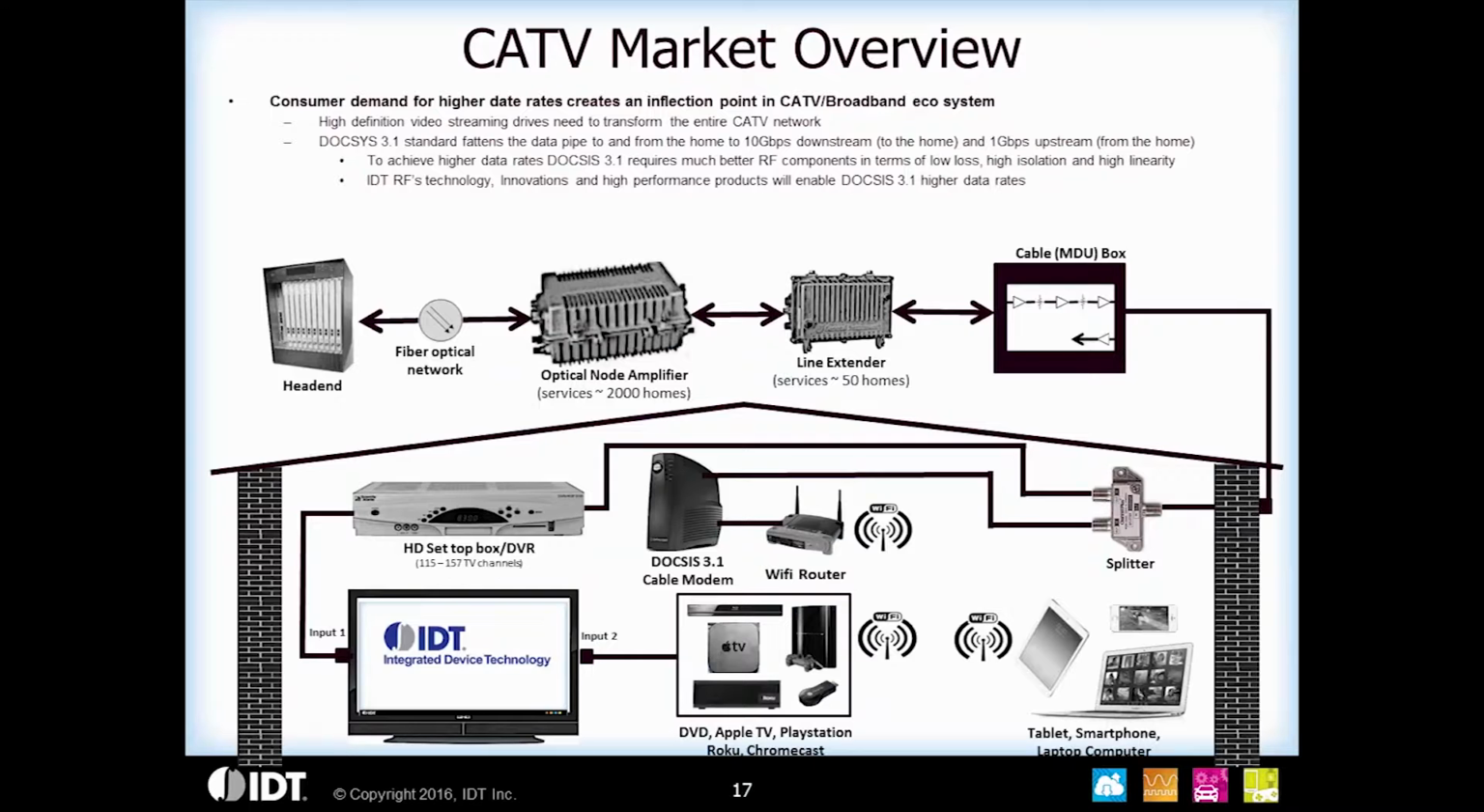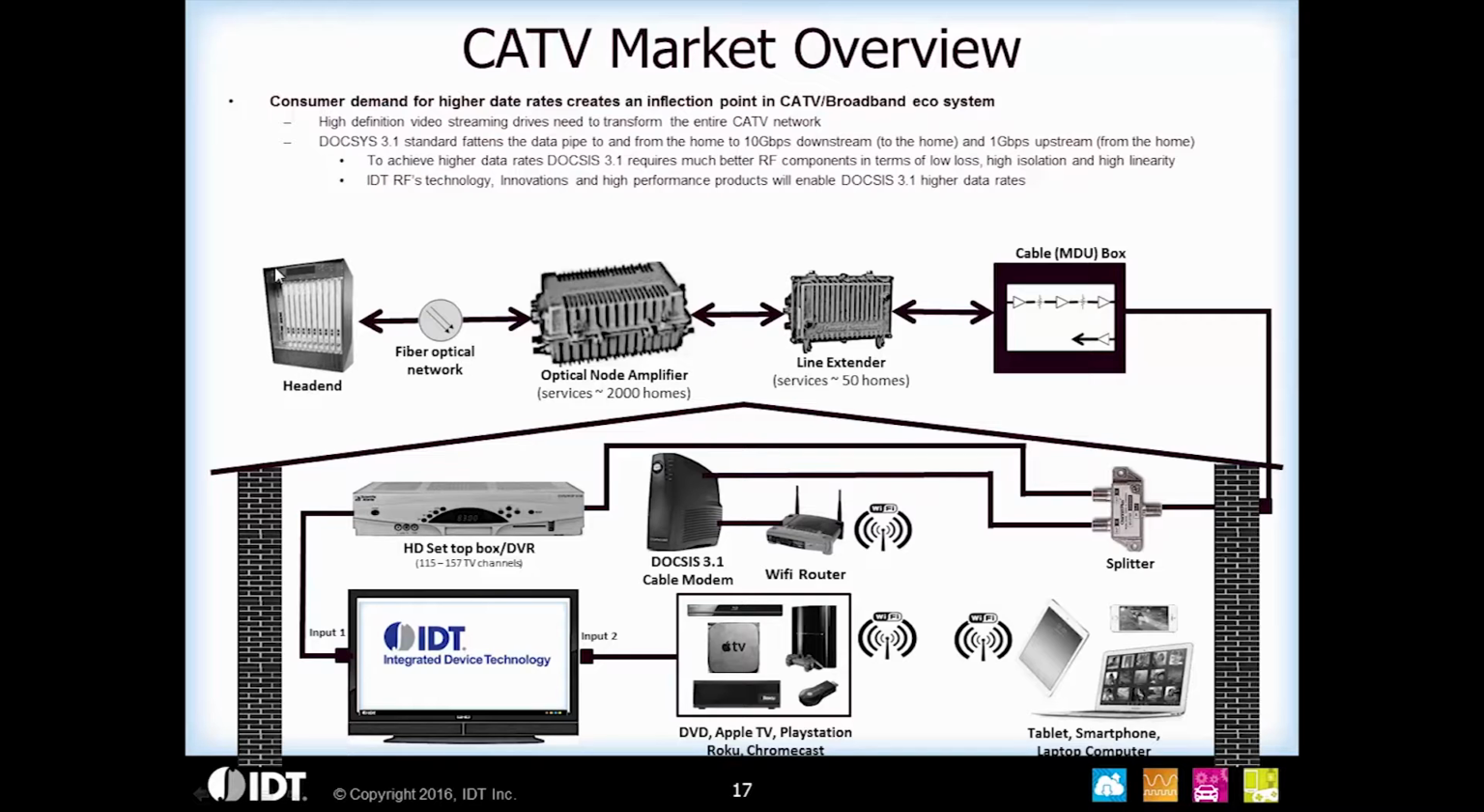As you see on the slide, with the demand for consumer data rates increasing and DOCSIS 3.1 requiring better RF components, as it has to support 10 gigabit per second downstream data and 1 gigabit per second upstream data, IDT's RF technology and innovations enable the need for the CATV market segment.